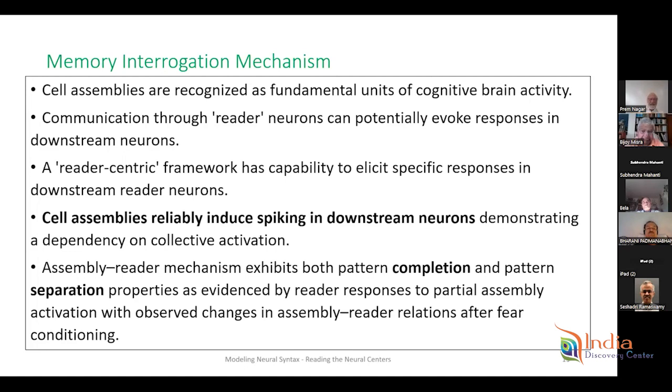Now, how the memory interrogation mechanism works. Cell assemblies are recognized as the fundamental units of cognitive aspect. The communication through reader neurons can potentially evoke responses in the downstream neurons. A reader-centric framework has the capability to elicit specific responses in the downstream reader neurons. Cell assemblies reliably induce spiking in downstream neurons, demonstrating a dependency on the collective activation. The assembly-reader mechanism exhibits both pattern completion and pattern separation properties, as evidenced by reader response to the partial assembly activation.